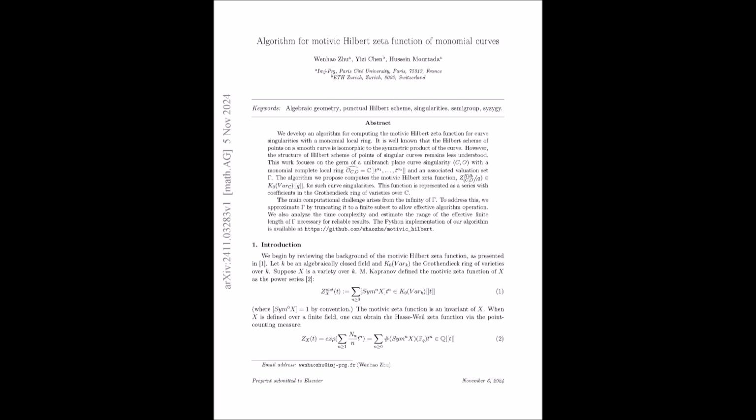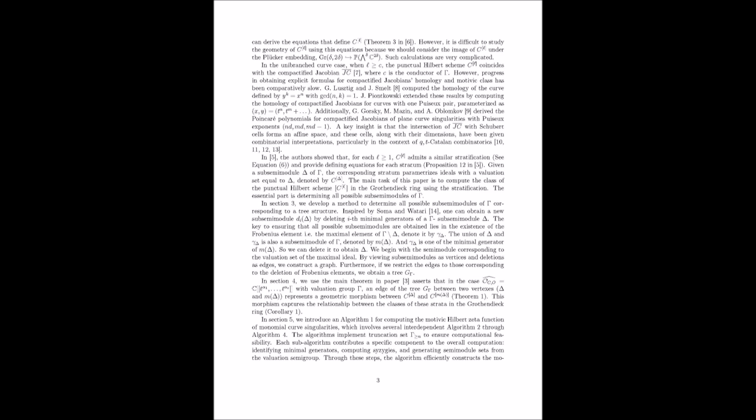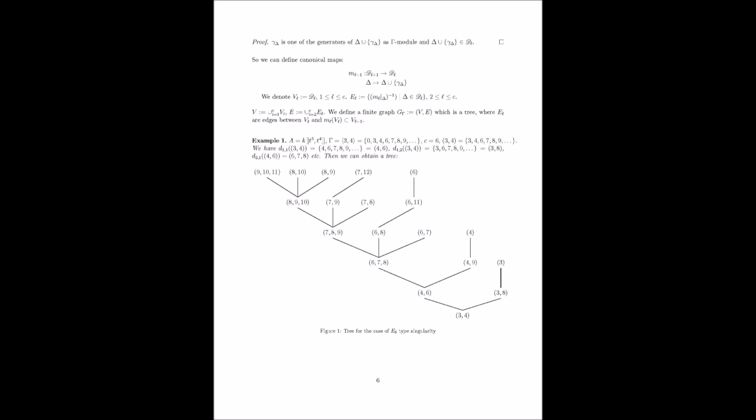It is, and the key to computing the class of the punctual Hilbert scheme is to determine all the possible strata, or subsemi-modules, that can arise. Now that's a term I need to brush up on. It's related to the valuation semigroup of the singularity. Remember, the valuation semigroup is a set of numbers that describes the orders of vanishing of functions on the curve at the singularity. A subsemi-module is essentially a subset of this valuation semigroup that satisfies certain algebraic properties. So it's like a smaller fingerprint within the larger fingerprint of the singularity. That's a great way to think about it.